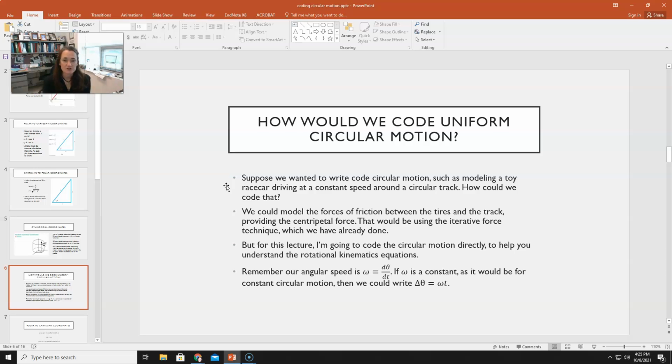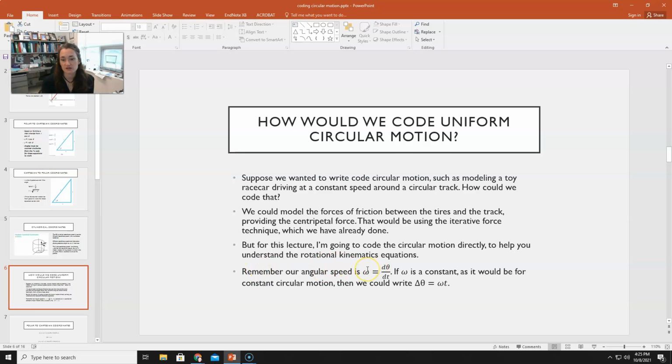Okay, but for today's lecture, I'm not going to model the forces of friction between the tires and the track. I'm just going to code in the circular motion directly. Okay. I think that it helps pedagogically. If you find it confusing, just discard it and go back to your iterative force technique. That's okay too. All right, so let's remember our definitions for our angular quantities.